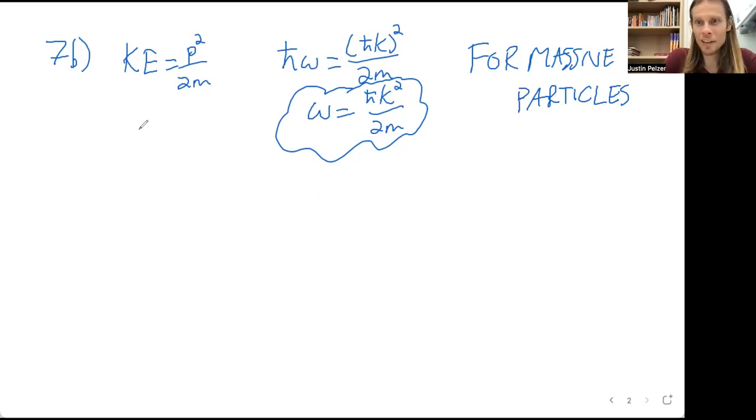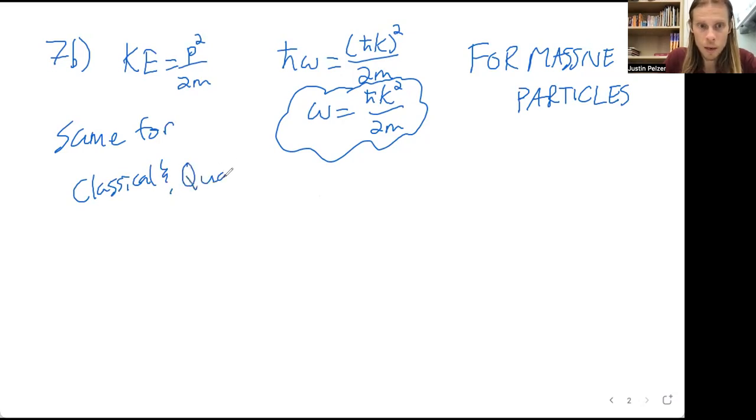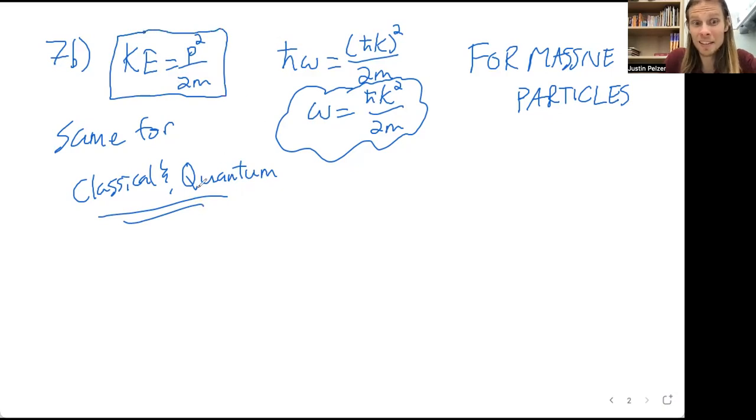I think the way I worded it was, do the two worlds have this in common? Yes, this is same for classical and quantum. And that's a big deal in the sense it's a boundary, or it's a bridge between the two. That's about the only bridge that exists. This relationship between kinetic energy and momentum is the same for both, and that's a pretty extraordinary result.